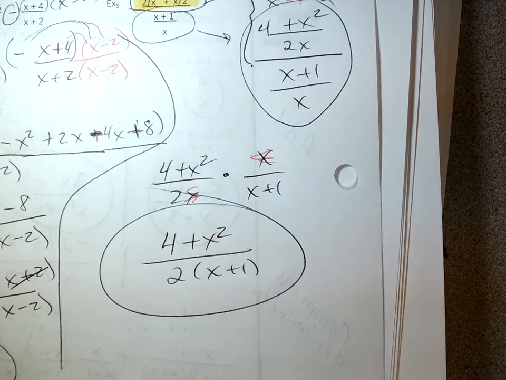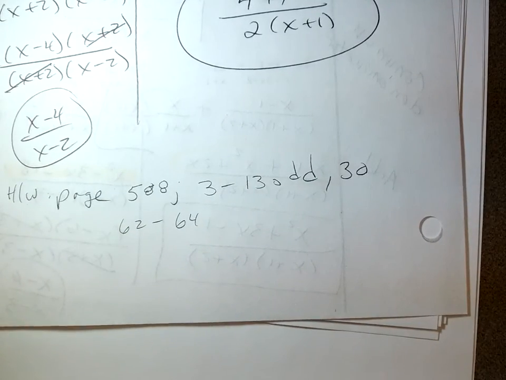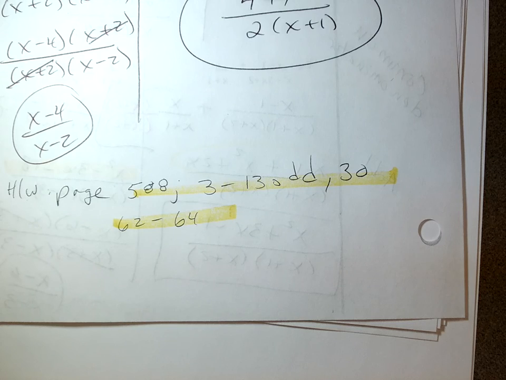Yeah. Okay, please try the homework, you guys. There is a real value in doing the homework. Page 588, 3 to 13 odd, 30, 62 to 64. The value in doing the homework is the practice, right?